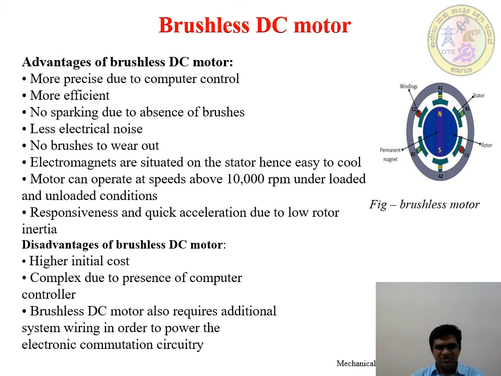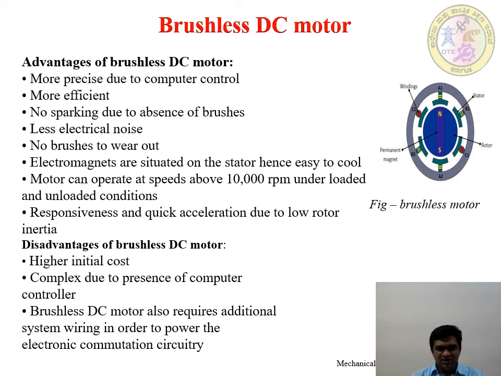And the brushless DC motor. Here the main advantages of the brushless DC motor are that it is more precise due to computer control, more efficient, has less electrical noise, and there is no sparking due to the absence of brushes. So in the brushless DC motor, in the absence of brushes, there is no sparking.